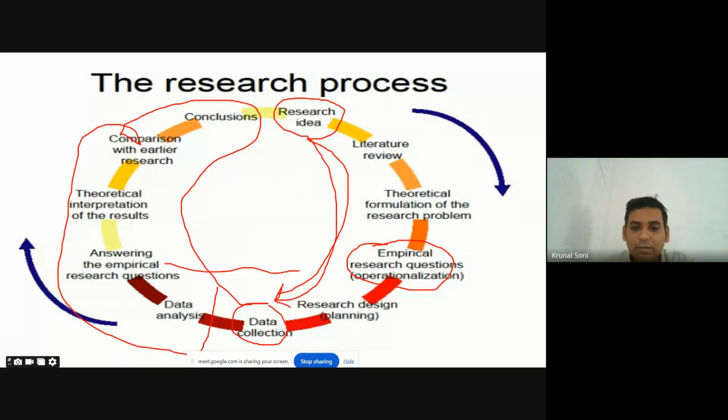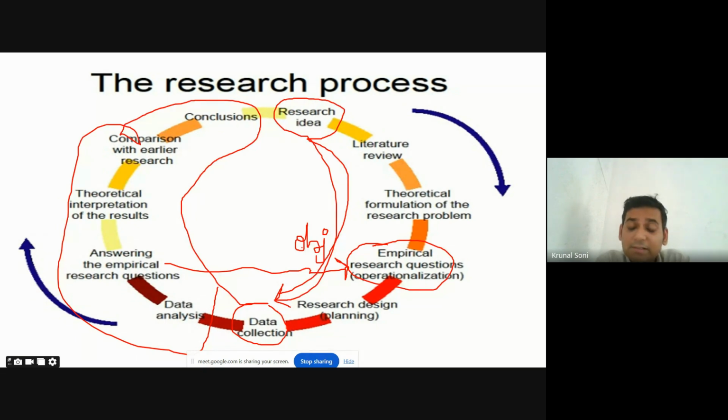So here we are talking about answering the questions that we have framed, and these questions are nothing but the objectives of the research. You must answer those questions, and based on that, you have to provide theoretical interpretations of the result. Because in interpretation, we check whether the questions we have framed are answered in a proper manner, so that we can go ahead.